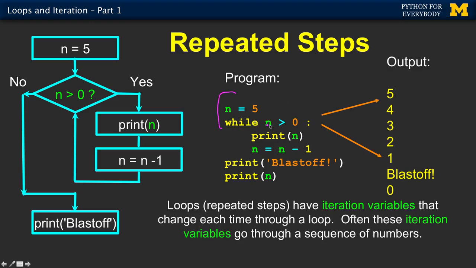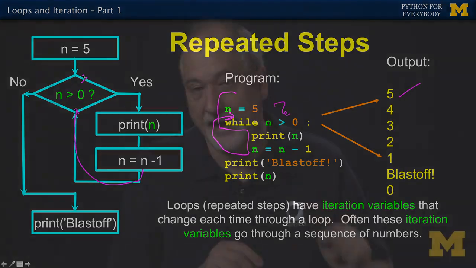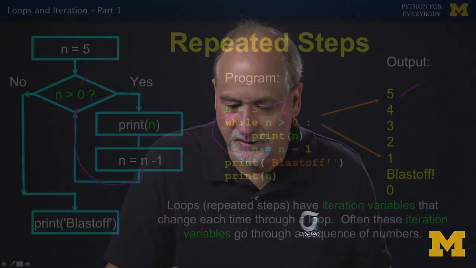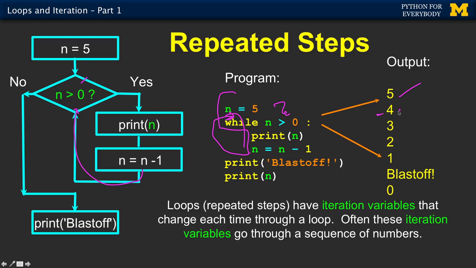So if it's true, in this case n is 5, so it is true, so it runs this. It prints out 5, and then subtracts 1 from n, which makes it 4. But with the while statement, it goes back up again and rechecks the question. And as long as n greater than 0 remains true, it will dive in and do this again. So it dives in and prints out 4, and then it subtracts to 3, goes up.